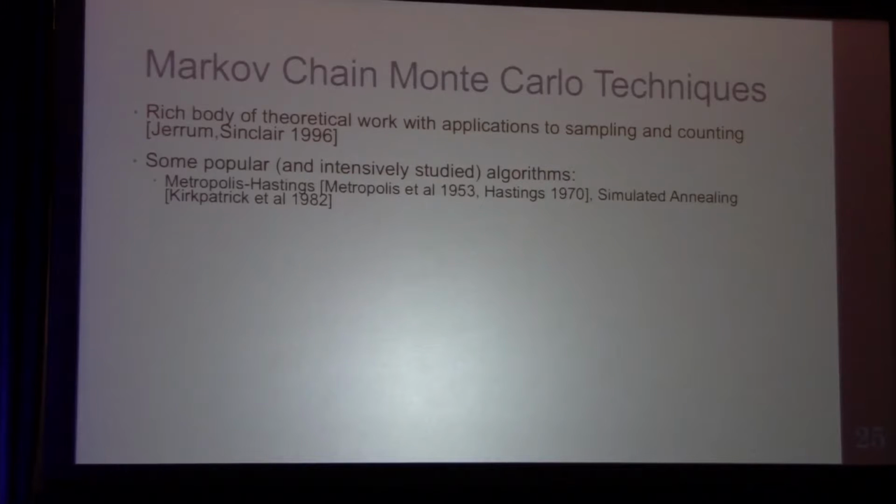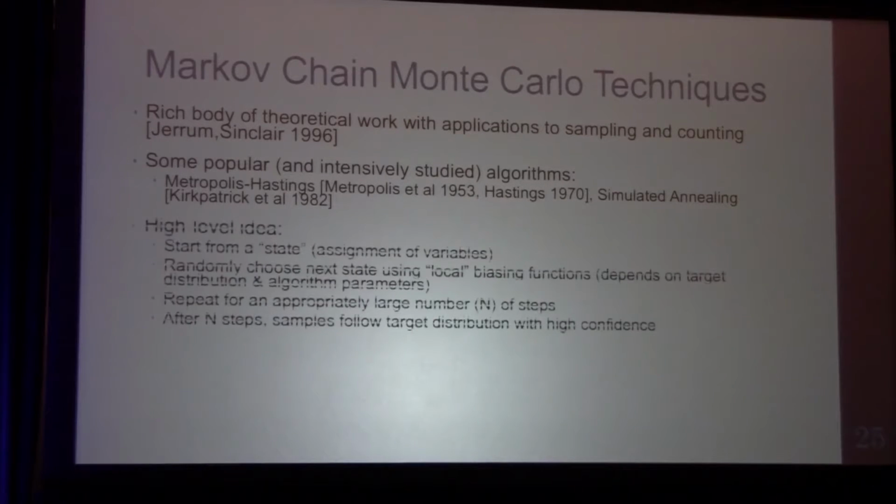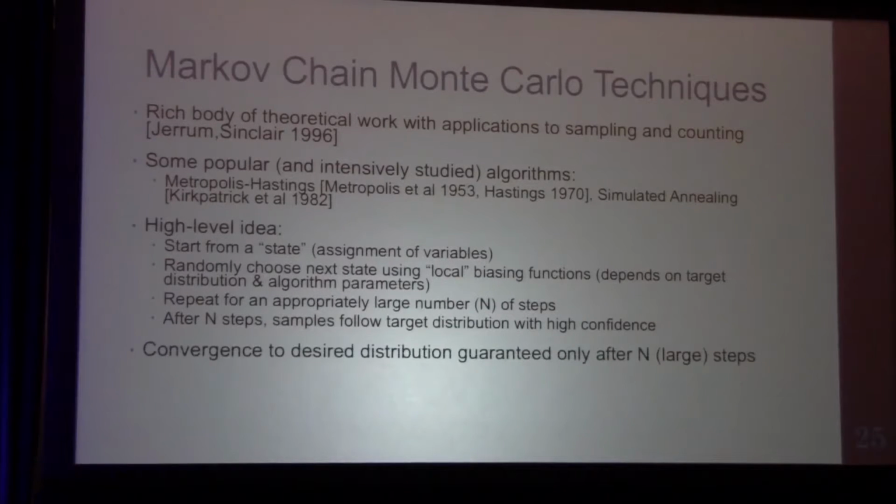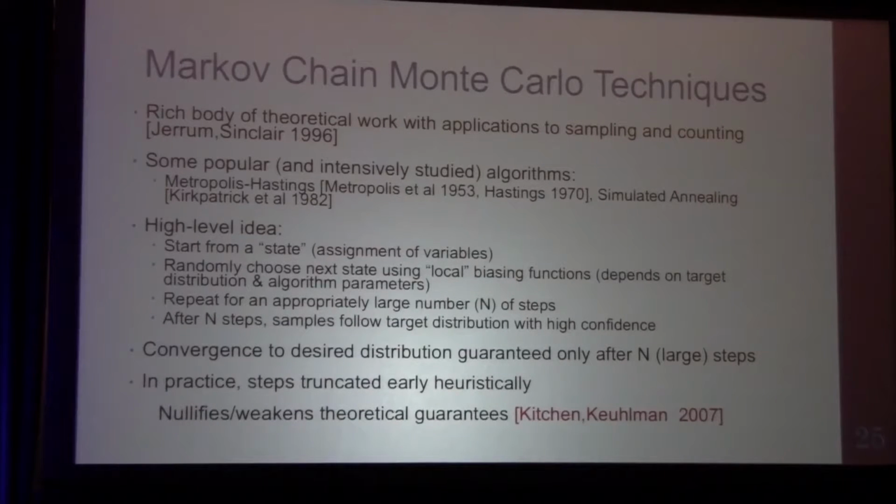They have been used a lot in sampling and counting, Metropolis testing, simulated annealing, a lot of intense studies have been done on these. The high level idea is that you start from a state or an assignment of variables, and then you choose your next state using some local biasing functions, and then you repeat this for an appropriately large number of steps, and after you have repeated this for a very large number of steps, then the samples follow a target distribution. The problem here is that the convergence to the desired target distribution is guaranteed only after a very large number of steps, and this n is often so large that in practice people don't go up to n, they truncate it earlier, but once you do that, the guarantees go out too, and there has been some empirical work done to show that there are really very weak guarantees once you do heuristic truncating of the number of steps.